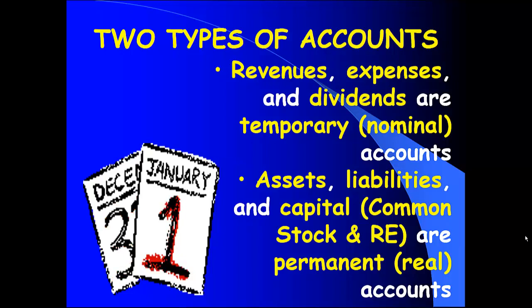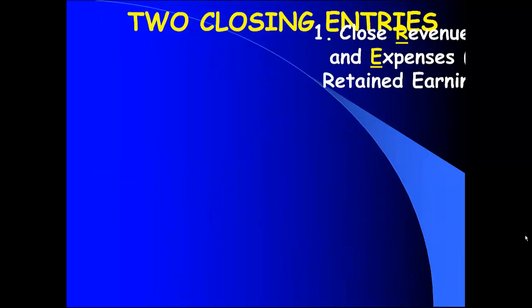Whatever balance those accounts have at the end of the year is the balance they will start the next year with. So if I have $100,000 cash at the end of this year, I will start next year with $100,000 cash also. Similarly, if I have $100,000 in accounts payable at the end of this year, I'm going to start next year still owing that same $100,000.